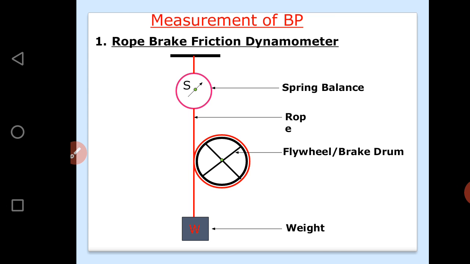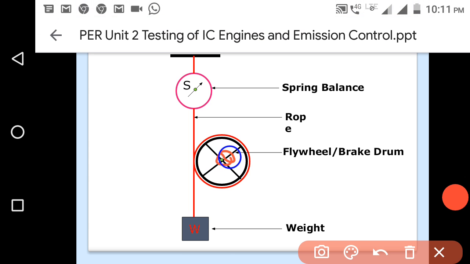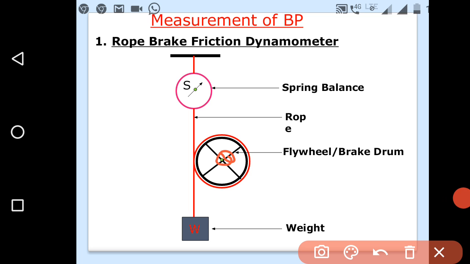So what we are doing here: this is the crankshaft. This crankshaft is moving the flywheel or brake drum, and over the brake drum we are winding the rope. Whatever speed the crankshaft is moving at, the flywheel or brake drum will move at the same speed.